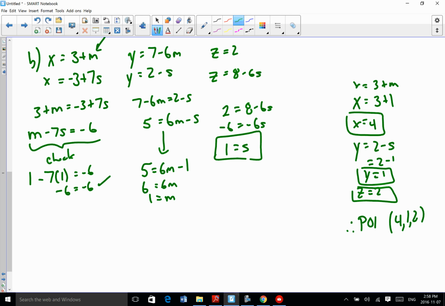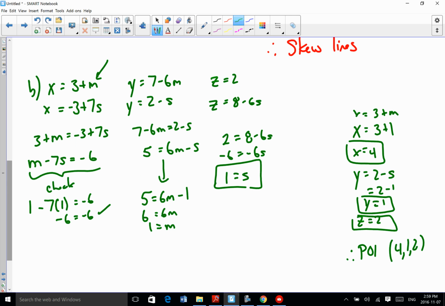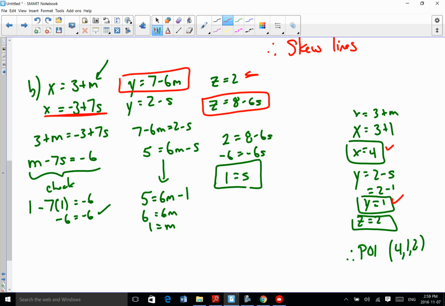And if you're still not positive about that, use the other equations to check your values. If I used this equation, but use my s as 1, I get negative 3 plus 7, which is 4, so that's right. If I use this equation, because I used the other one in my answer, and try m as 1, 7 minus 6 is 1, yep. And if I used this equation, even though I know z is 2, that's kind of a giveaway, if s is 1, 8 minus 6 is 2. Hey, I know it's the right answer. There's my POI.